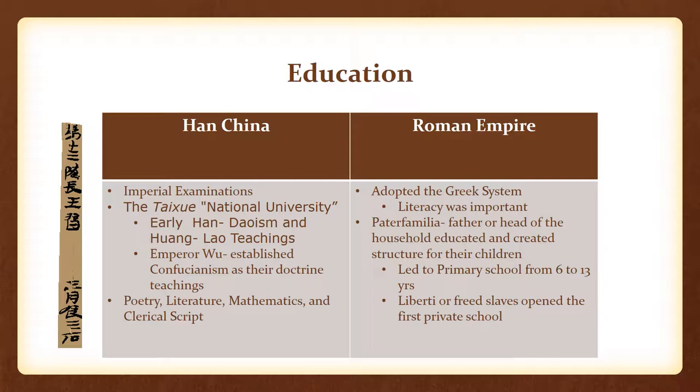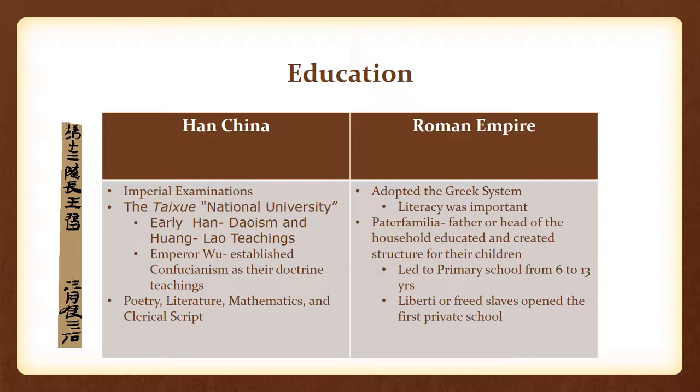Earlier in Han, the Taoist and Huang Lao teachings were followed, and during Emperor Wu, they established Confucianism as their doctrine of teaching. Poetry, literature, mathematics, and clerical script were also seen as important factors in education. As you can see on the left, those clerical scripts, which they have used ever since, are also known as the modern scripts.